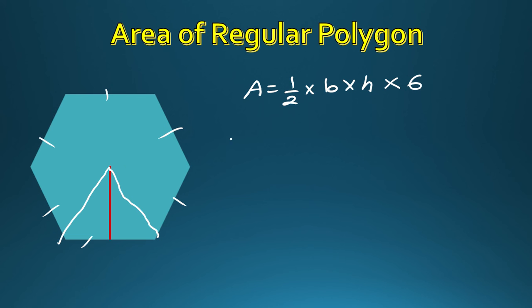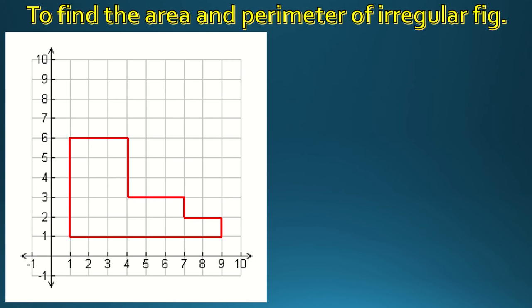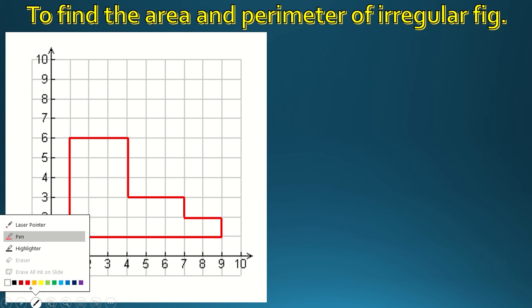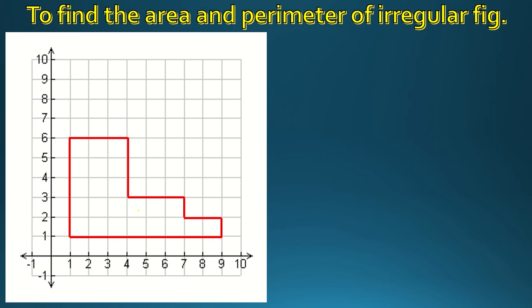Okay, I am sure you understood this easy topic, regular polygon area. Just make sure that you are applying the formula for area of triangle correctly, and then you are multiplying with the number of sides to find the final area. Okay, now to find the area and perimeter of an irregular figure. Now you see, my dear students, to find the area and perimeter.